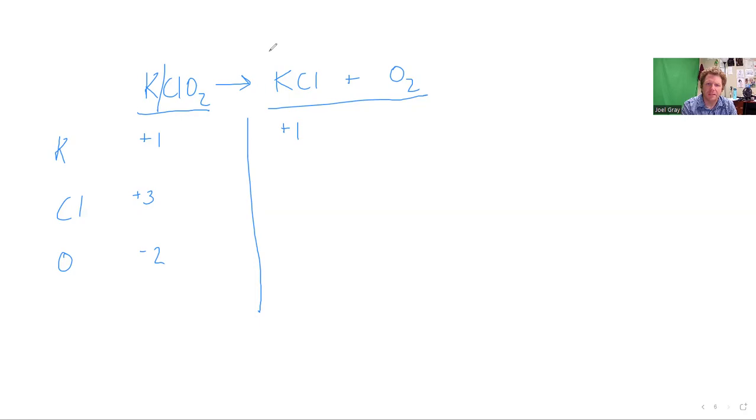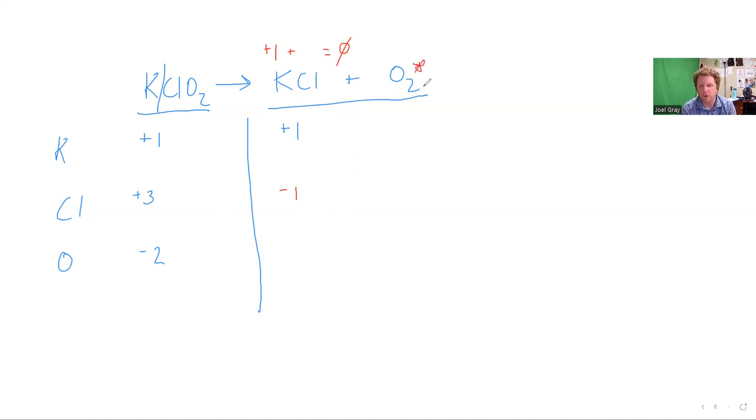Essentially what that means is, what do we have to add to +1 to get 0? What does the oxidation number of chlorine have to be in order for us to add that to potassium's oxidation number and end up with 0? And the answer is -1. So chlorine, as a reactant, has an oxidation number of +3, and then as a product has an oxidation number of -1.